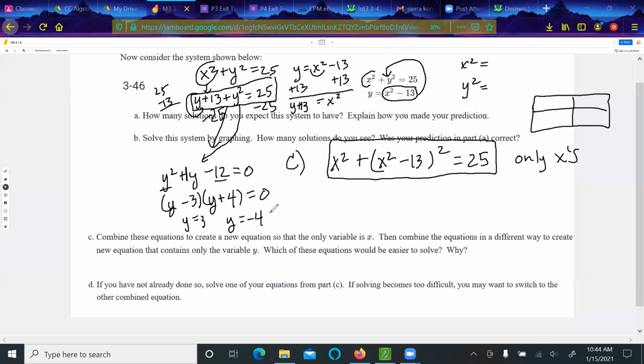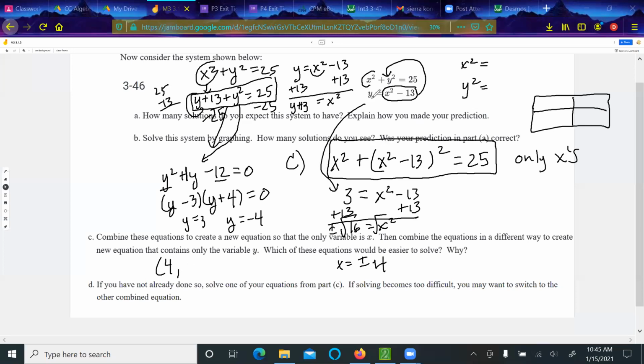Now we need to get our x's so we can plug x back into any of the equations. I think this one's a little easier. I would plug it into this one, which I need to rewrite down here. So I got y, so I'm going to plug in y, 3 equals x squared minus 13. So I'm going to add 13 to both sides, which is 16, equals x squared. So x is going to be the positive or negative square root of 16, which is x equals positive or negative 4.